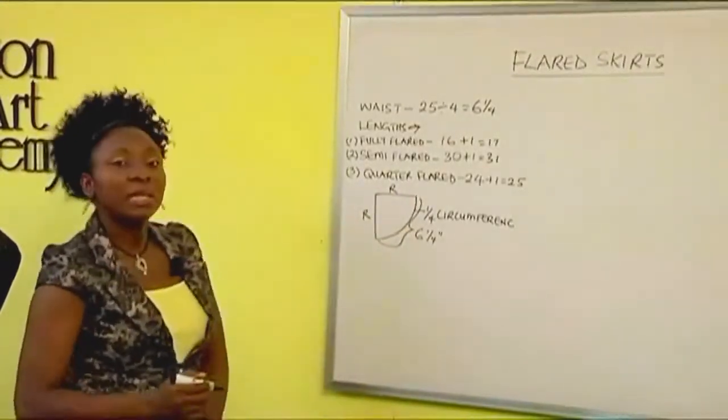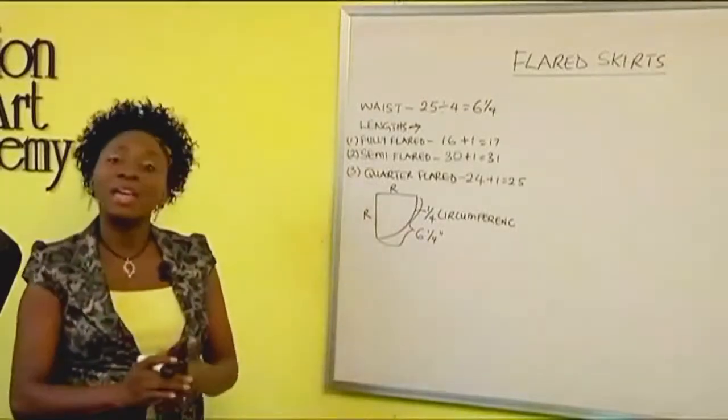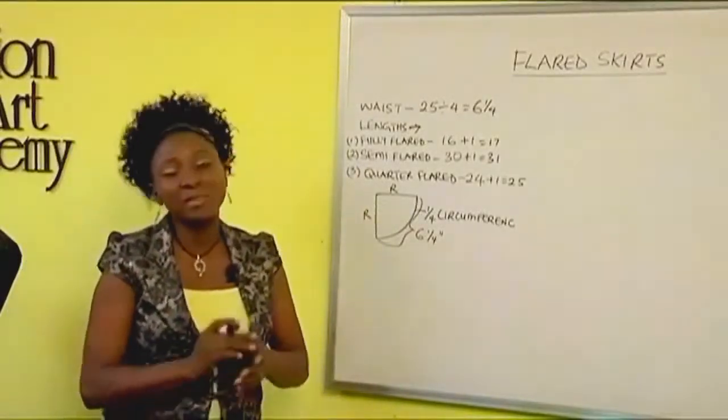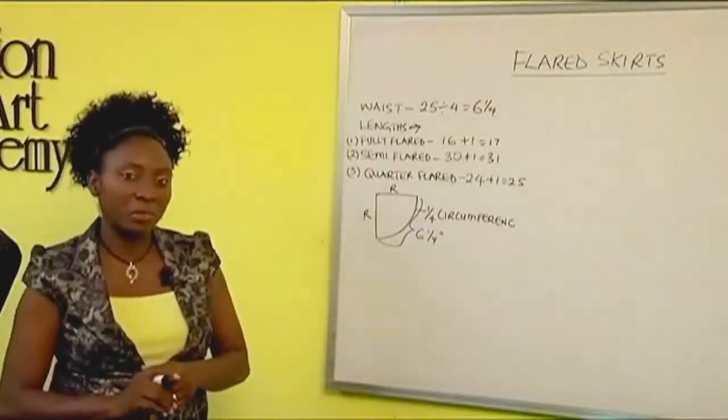is my radius. Now there are two ways you can calculate that. You can use the mathematical method, and you can also use the gauging method. That's about trial and error, obviously. But we're going to take care of the mathematical method.